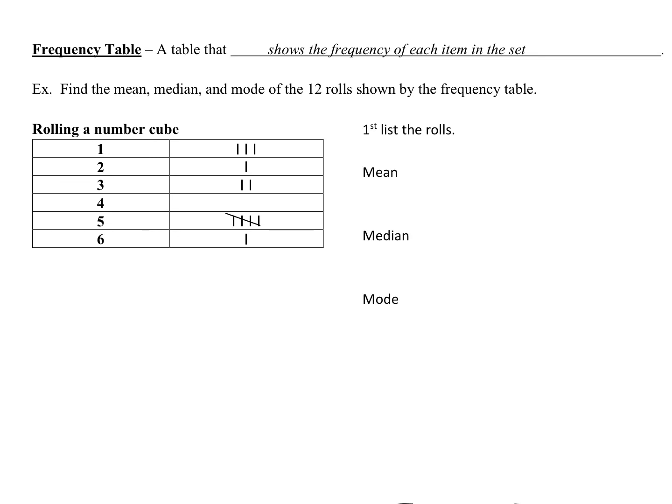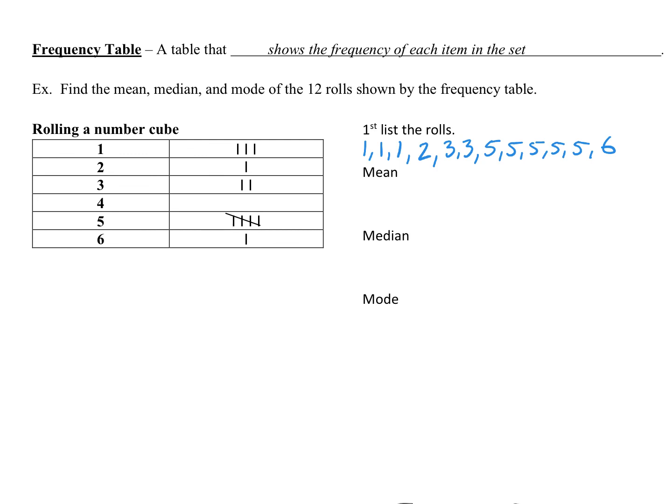So because there are 3 tick marks next to 1, that tells me that 1 was rolled 3 times. I'll have 3 ones here. 2 was rolled only once. 3 was rolled twice. 4 was never rolled. 5 was rolled 5 times. So we'll have 5 5s. And 6 was rolled once. The nice thing about a frequency table is it often also allows you to create a data set that is already in order from least to greatest.